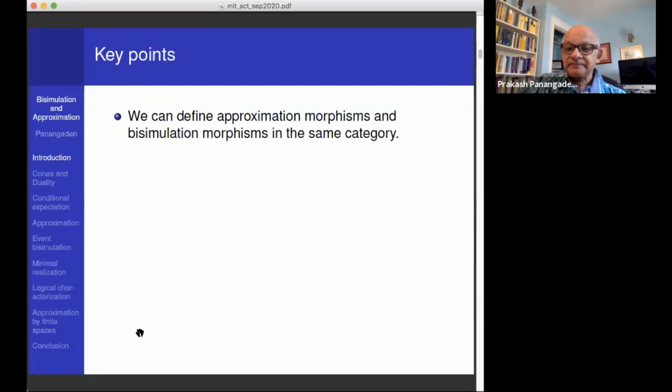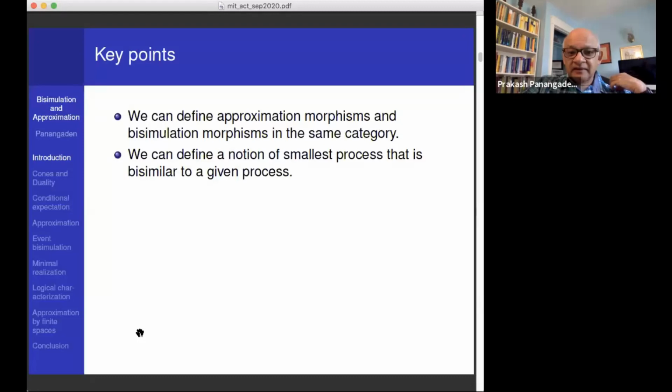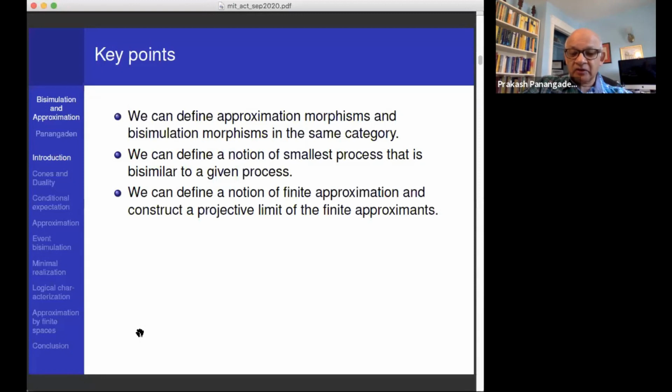Okay, so the key point is that one can define a notion of approximation as a morphism, just as bisimulation is a morphism. The approximation morphisms and bisimulation morphisms all live in the same category. So bisimulation is actually a special kind of lossless approximation. Now, the minimal realization amounts to giving a notion of a smallest process, in some sense, that is bisimilar to a given process. So we'll also define a notion of finite approximation, and we'll construct a projective limit of all the finite approximants, which it turns out, once you construct this limit, will actually give you the minimal realization.